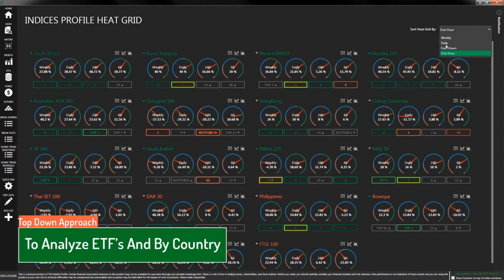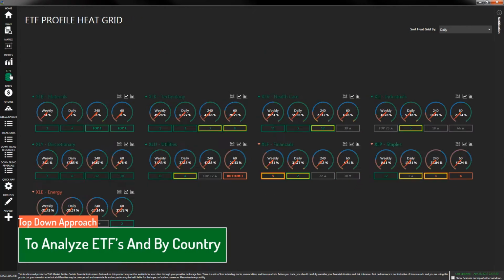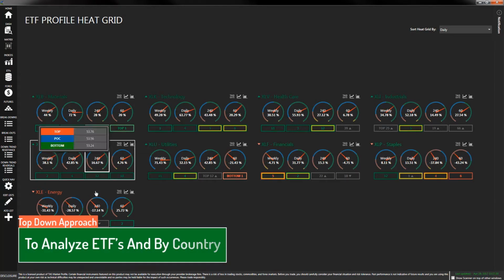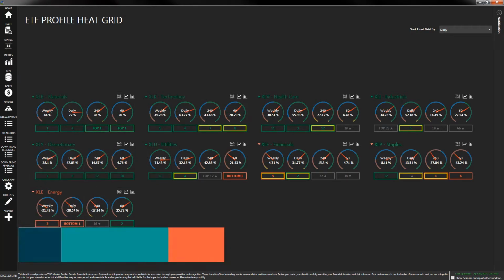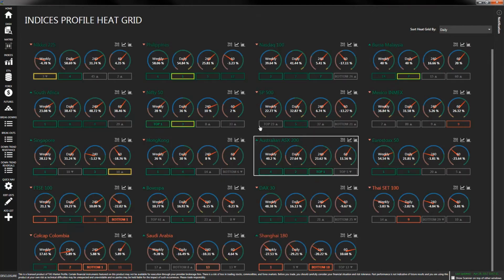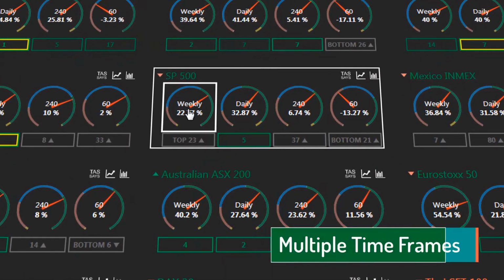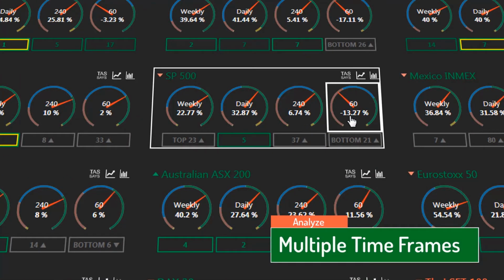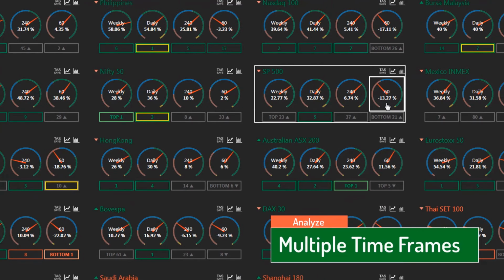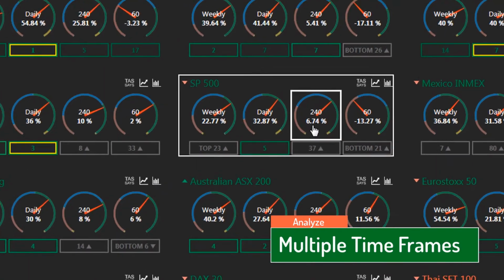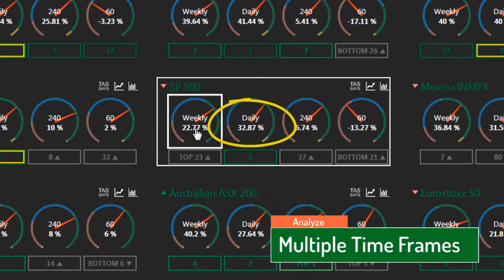The heat grid allows for a quick overview as to how individual stock markets are doing by utilizing market profile based analysis. Each market is analyzed on 4 time frames: weekly, daily, 240-minute, and 60-minute. The percent number within the dial shows the percent difference as to the number of stocks trading above profiles versus those which trade below profiles.